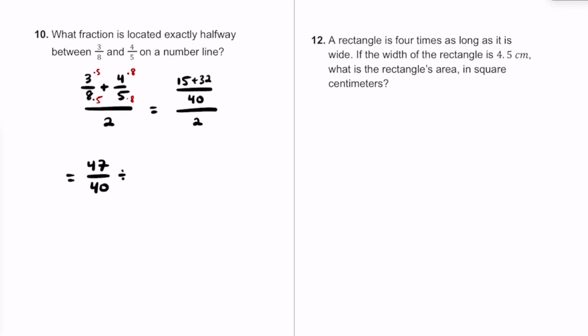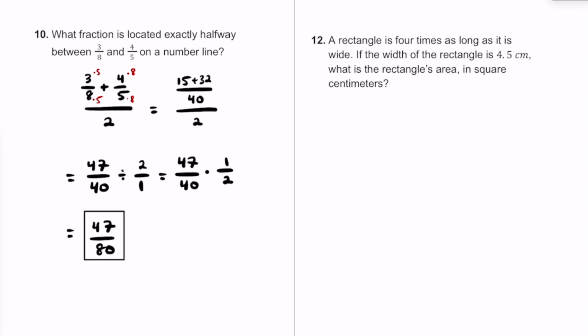Now, dividing by 2, we can just write divided by 2 over 1. So if we rewrite this as a multiplication problem, this would be 47 over 40 multiplied by 1 over 2. And if we multiply these two fractions together, we're going to see that this is equal to 47 over 80. 47/80 would be exactly between 3/8 and 4/5 on a number line.